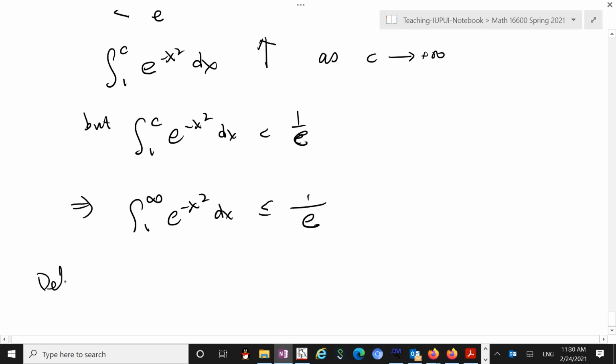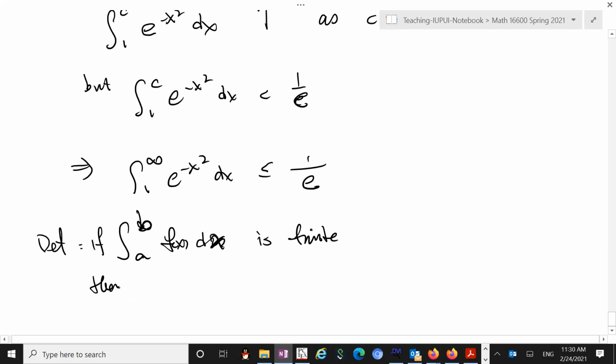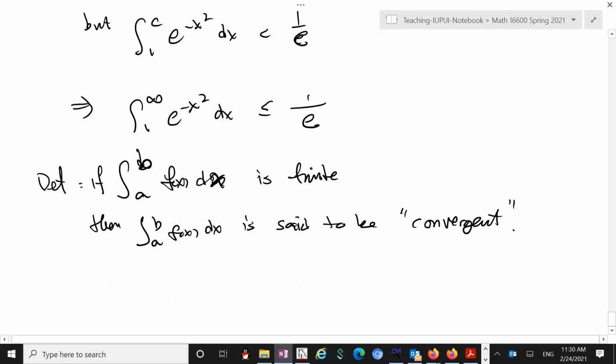So here's our definition. When we say the integral is finite, then we say it is convergent. Otherwise, we say it is divergent. Here a function is defined on the interval from a to b, maybe excluding the endpoints. Okay, b could be infinity.